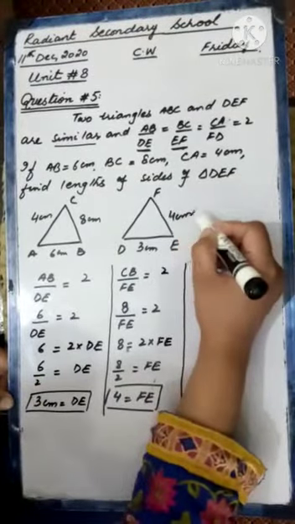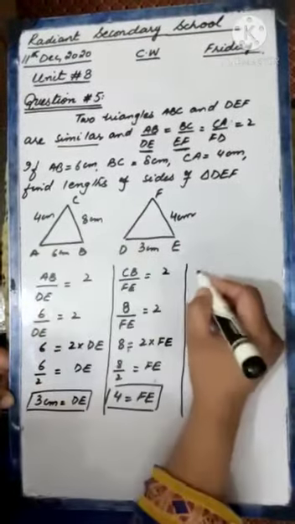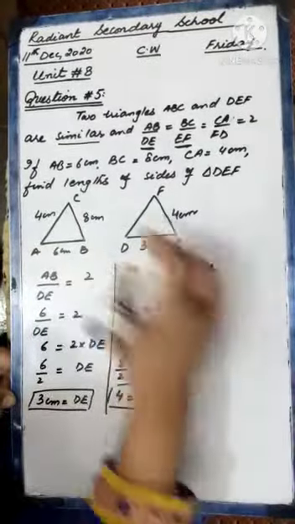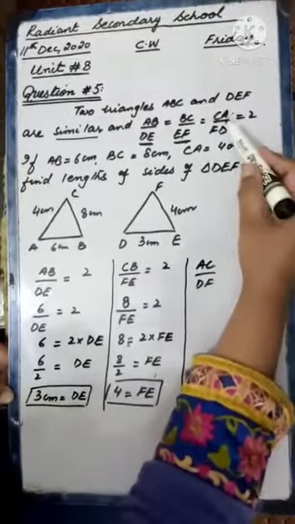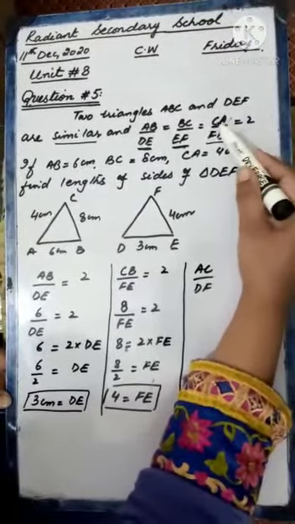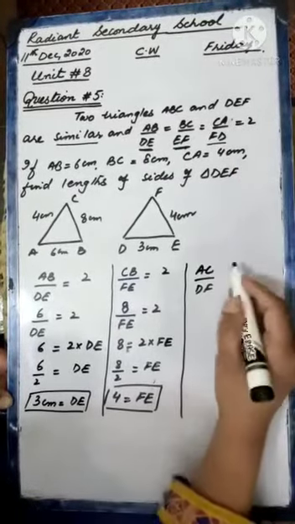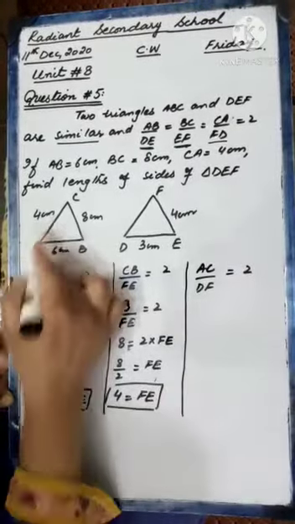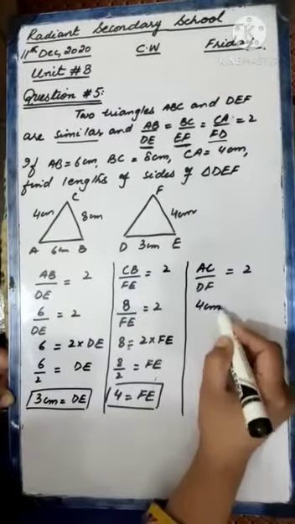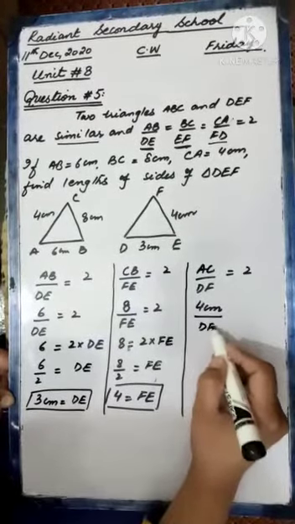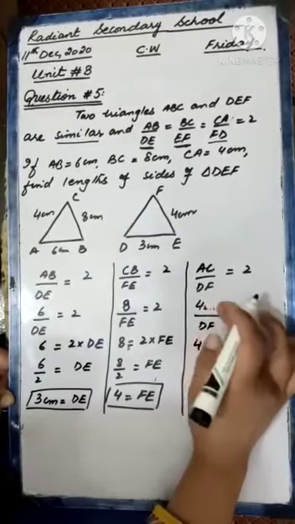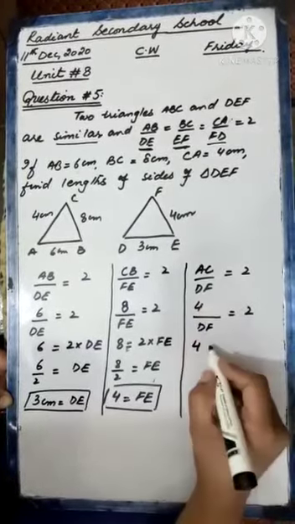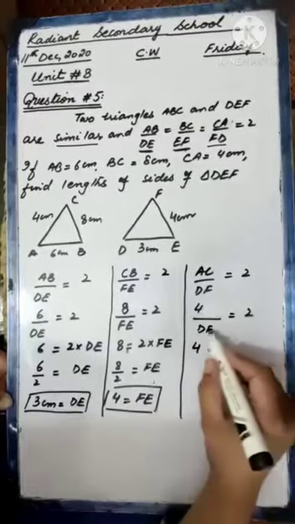Now this is 4 centimeter. Now the third side, AC ratio DF. It is also given, AC ratio DF. It is the same, AC or CA is equal to 2. AC is 4 centimeter and DF is equal to 2. DF will be multiplied by, no need to write the unit in the solution. At the end we have to put the unit.